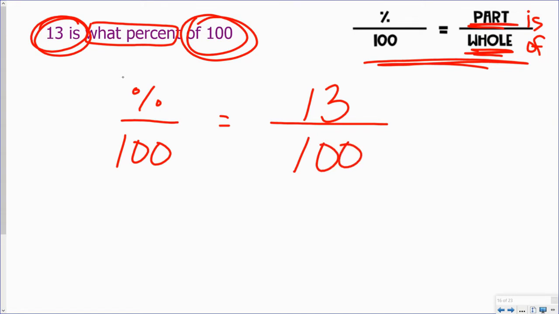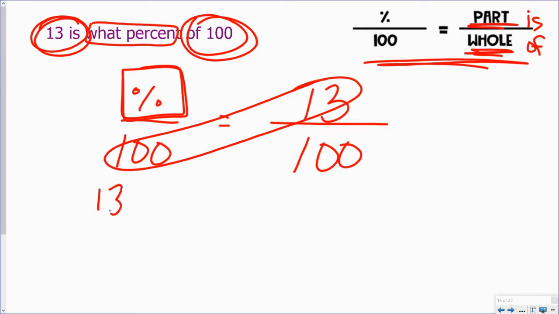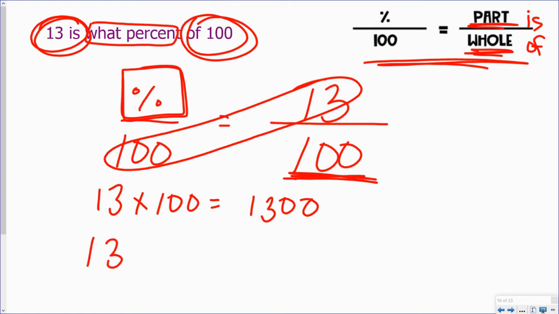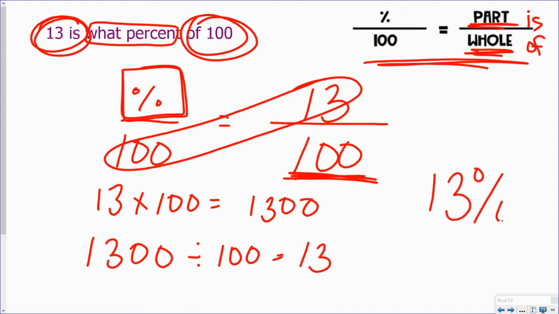Now to figure out what this is going to be, I would take 13 times 100, and that would give me 1,300. Then my other 100 is left over down here. So I would take my 1,300 and divide it by 100, and that gets me back to 13. So my answer here would be 13%. I need to make sure I get that percent sign or percent label after my answer.